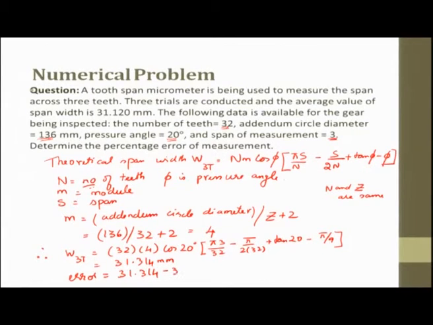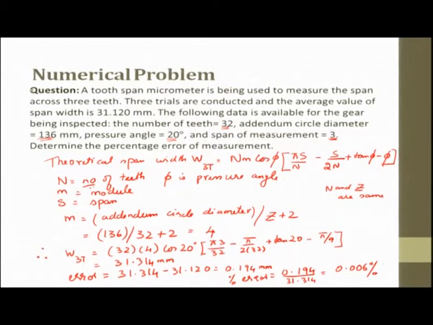So, the error is going to be 31.314 minus 31.120, which is 0.194 millimeter. Now the percentage error is going to be 0.194 divided by 31.314, which is equal to 0.006 percentage. So, this will be the percentage error, which is to be solved in this problem.